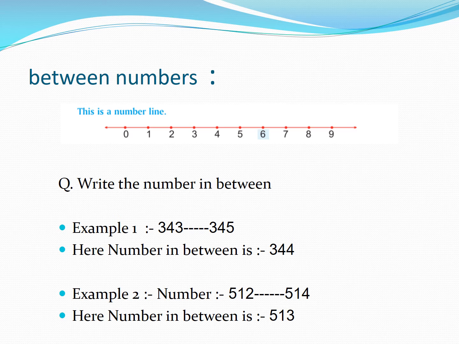On this slide, we are going to see how to find the numbers in between. To find the number between 343 and 345, look for the ones place numbers, that is 3 and 5. And now observe the number line. Which number is there between 3 and 5? That is 4. Therefore, the number in between is 344. You can solve the next example.